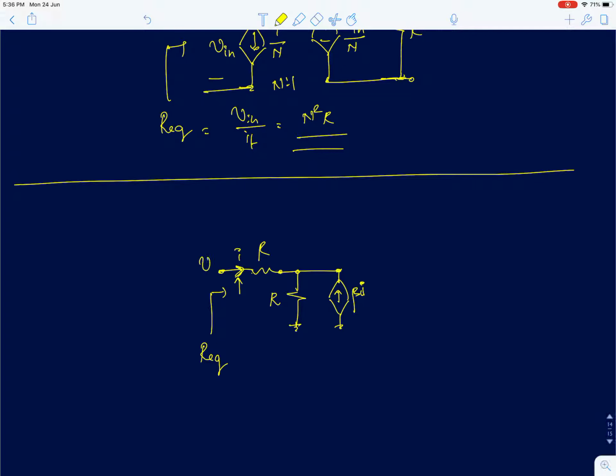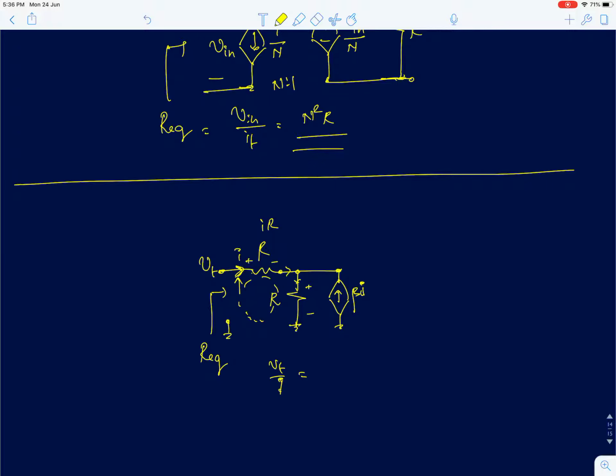So how do you find it? First assume that a test voltage Vt is applied here with respect to ground. You need to find Vt upon I. In this loop, if I apply KVL, the voltage drop across R is simply I into R, and the voltage drop across the other resistance here can be found by knowing the current through it.